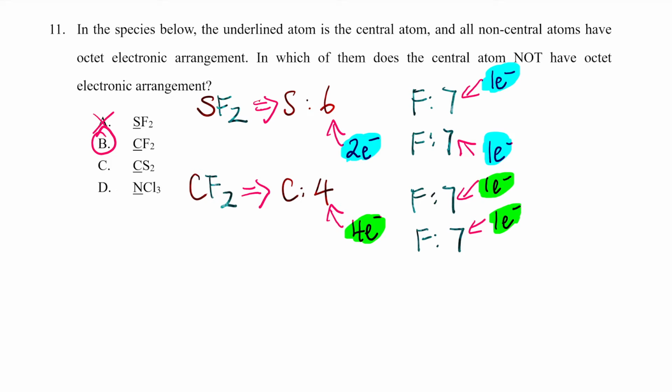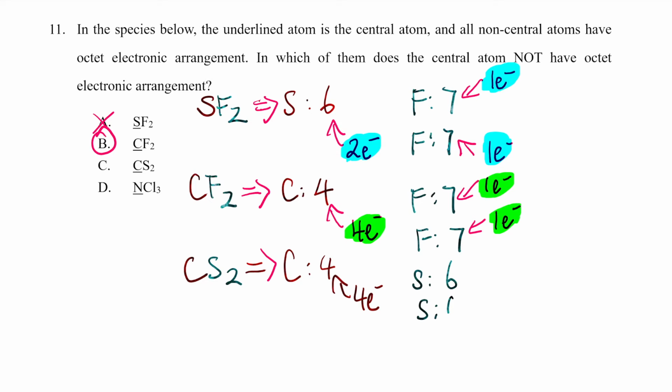You can try and do the rest by yourself. CS2, I'll still do it for you. Carbon here has 4 outermost shell electrons, so I need 4 more electrons here. Sulfur, you can do the same thing. Sulfur this time is in group 6, so 6 and 6, it needs 2 electrons each. So you can see that now they perfectly balance out. 4 on the left here, 2 plus 2, 4 more on the right here. So C is wrong. And the last one, NCl3.